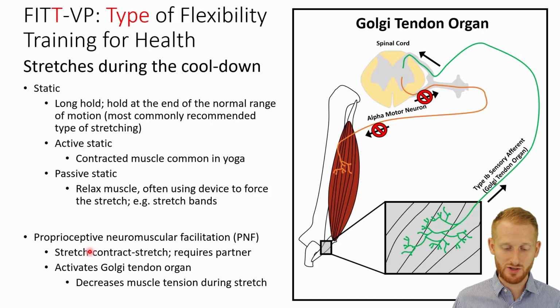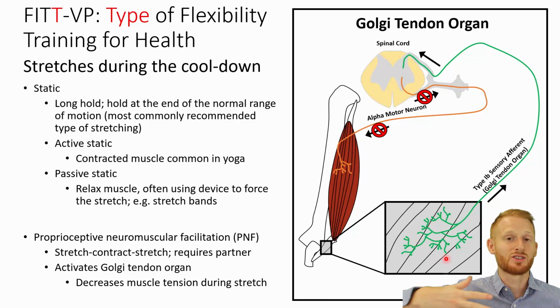All right, so because you have that contraction in between, you're going to activate something called the Golgi tendon organ, which is a proprioceptor in the tendon of the muscle. So if you look at this diagram here, we have the muscle that's going to be stretched. We have the tendon here, and you zoom in on the tendon, you can see here there's a sensory neuron that is the Golgi tendon organ. So the Golgi tendon organ is intertwined inside of those fibers of the tendon.